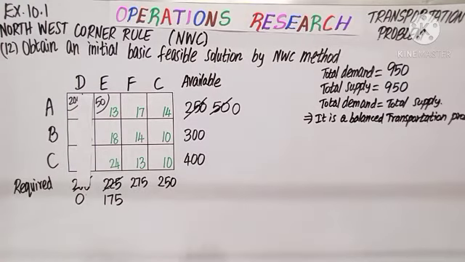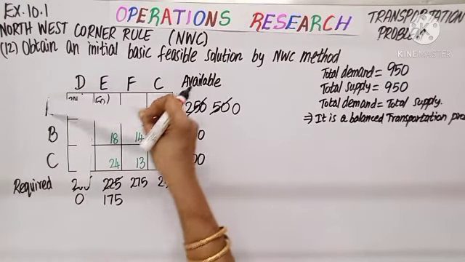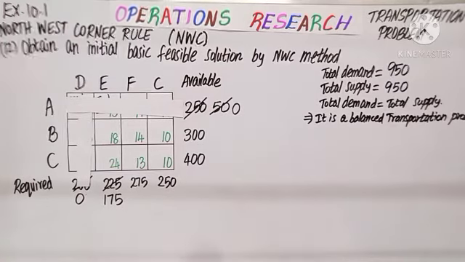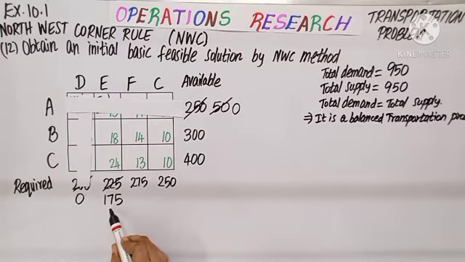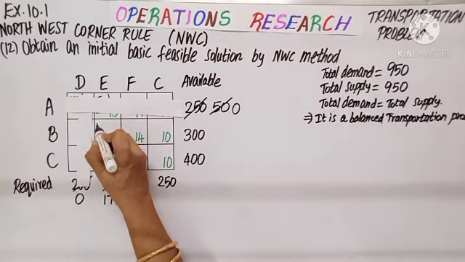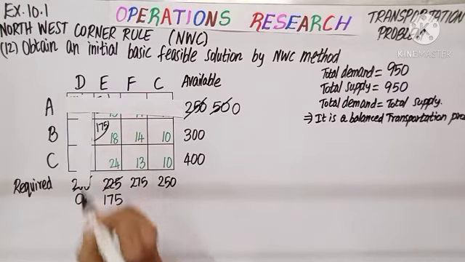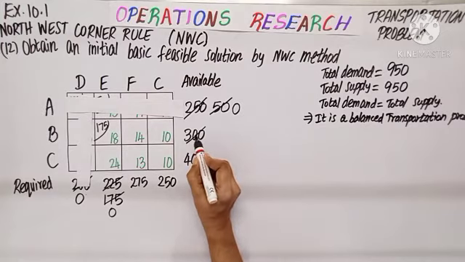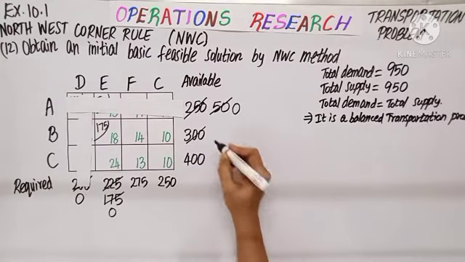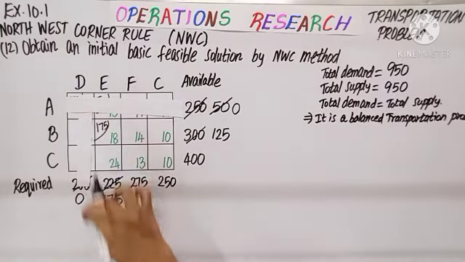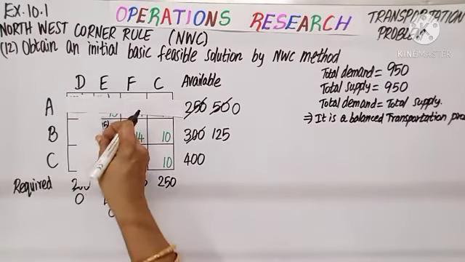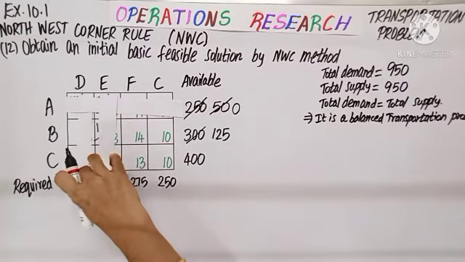First row, as we got 0. Let us hide first row. Now this is northwest. 175 or 300. Minimum is 175. Allocate 175. This becomes 0. Here 300 minus 175 gives us 125. Now second column is done. So let us hide second column.